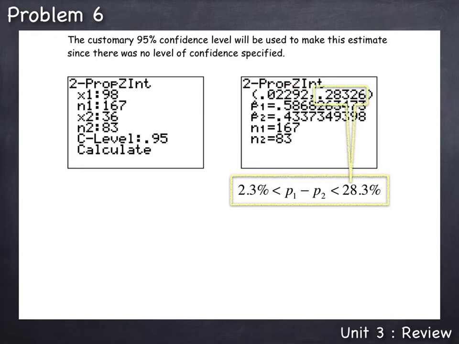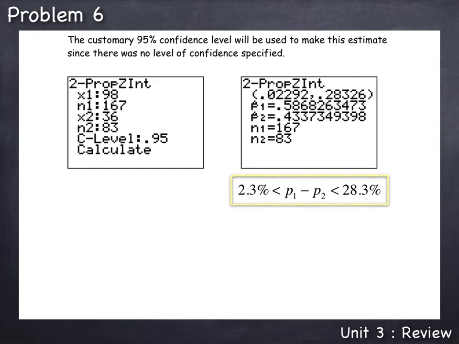The upper limit on our interval is given on the calculator as 0.28326 decimal, which if we convert the decimal to a percent, we move the decimal 2 places to the right. And then if we look 2 places after that, there's a 2. 2 is under 5, under halfway, so we just round this down to 28.3%, thus giving our symbolic estimate of the confidence interval: 2.3% less than p1 minus p2 less than 28.3%.